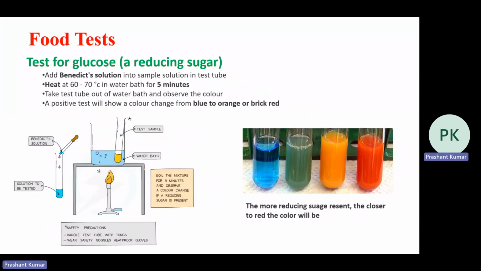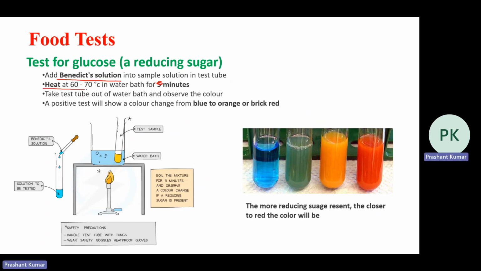Let's talk about the food tests as per the syllabus. We have first the reducing sugar test, which we also call the Benedict test. To do the glucose test, we have to take Benedict solution. We have to remember the chemical name. For glucose testing, we need Benedict solution, and we have to add this solution to a food sample.